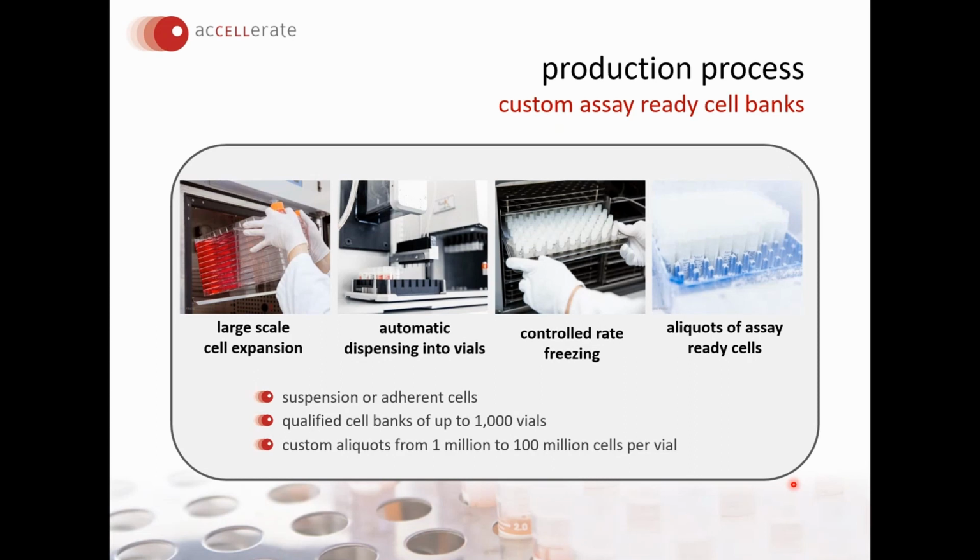We can prepare suspension cells and adherent cells and prepare cell banks of up to 1,000 vials, which is the limitation of our controlled rate freezer. All cells are prepared in homogeneous batches, so all cells are harvested at the same time. And we can prepare custom aliquots from 1 million cells, which is more at the lower end for bioassays where you do not need that many cells, but up to 100 million cells, which apply only for smaller cell lines. But if you think about virus inactivation assays, for example, then a high cell number is required for bioassays.